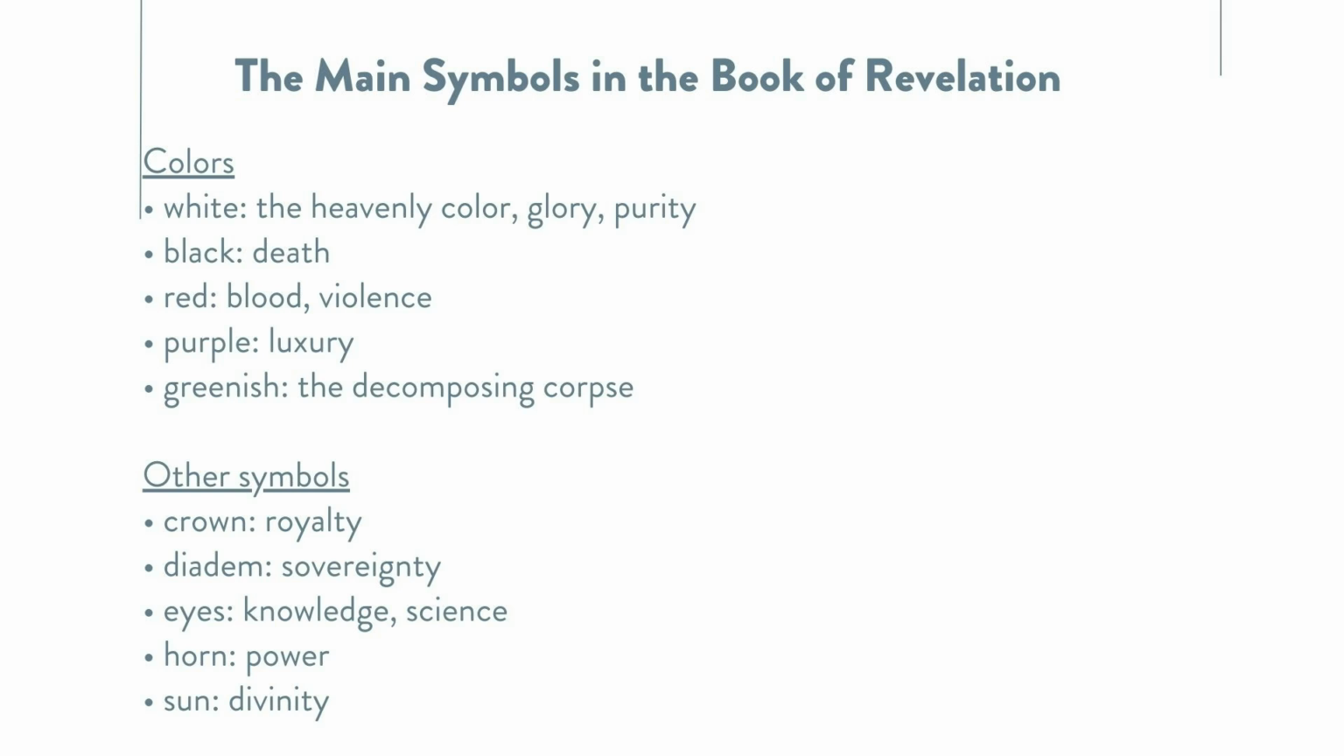In the meantime, it's easy to understand that certain animals evoke violence, the lion, the dragon, the bear, while the lamb evokes gentleness. Finally, let us mention a few other symbols we find in Revelation. The crown, symbolizing victory, the diadem, symbolizing sovereignty, the horn, symbolizing power, the eyes, symbolizing knowledge, and so on.